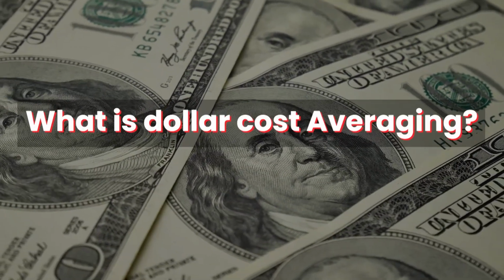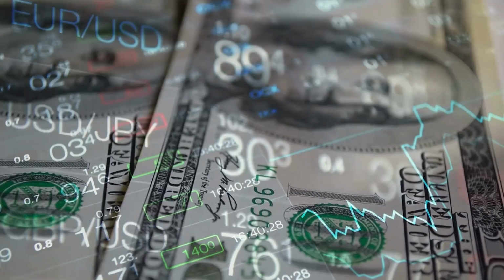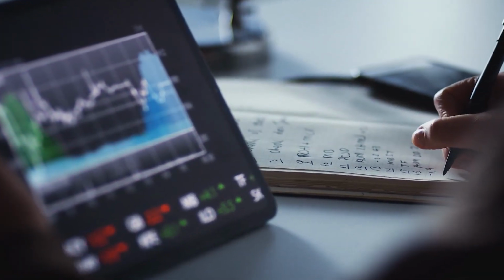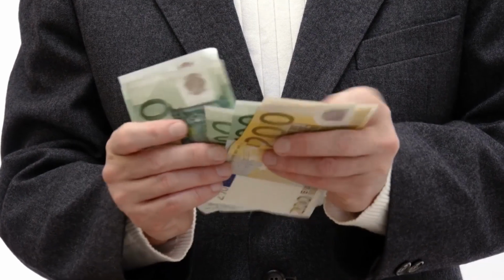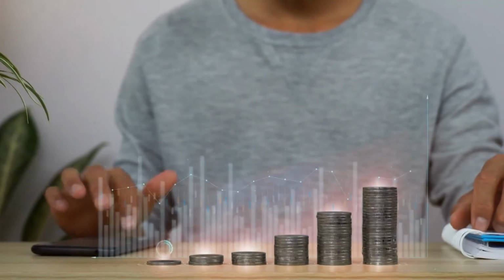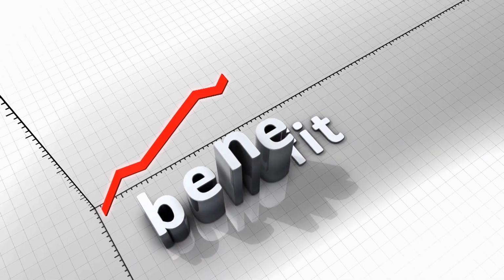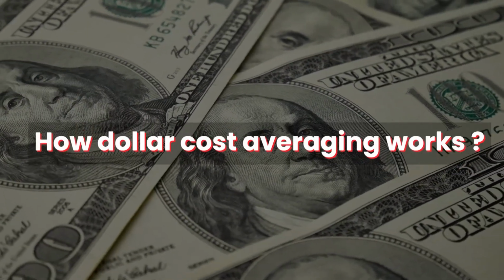What is dollar cost averaging? Dollar cost averaging is the practice of investing the same amount of money in a particular stock at regular intervals over a specified time period, regardless of price. In other words, we can easily say that it is investing the same amount of dollars in the same time intervals by not looking at the share price. It has a lot of benefits which we're going to discuss in detail in this video, but first, let's understand how dollar cost averaging works.